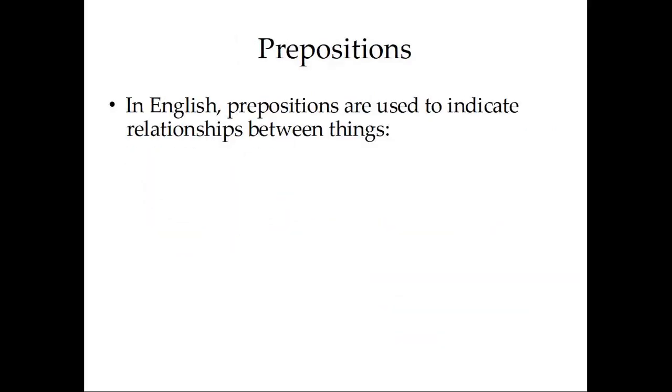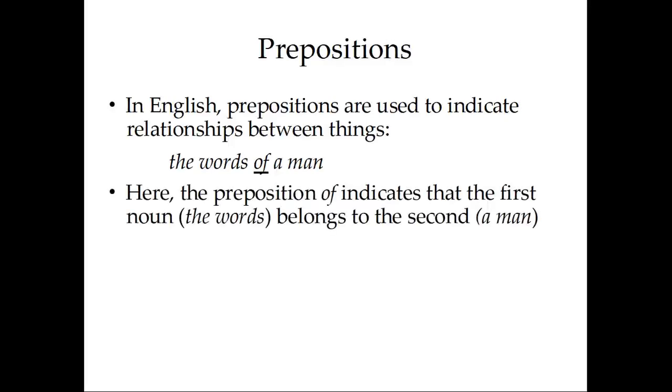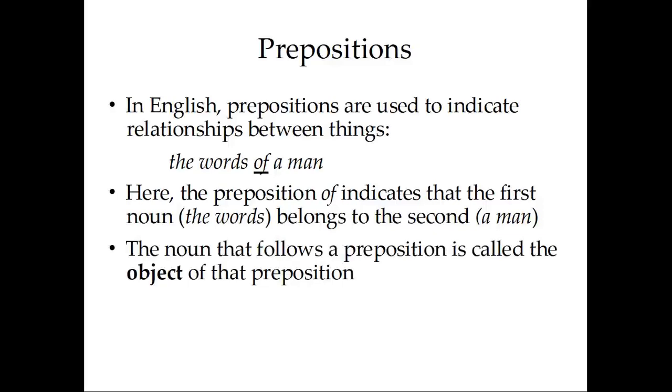Prepositions. In English, prepositions are used to indicate relationships between things. For instance, the words of a man. This preposition of indicates a certain kind of relationship between the words and a man. Here, it indicates that the first noun, the words, belongs to the second, a man. The noun that follows a preposition is called the object of that preposition. So in the English phrase, the words of a man, the object would be a man. That would be the object of the preposition.